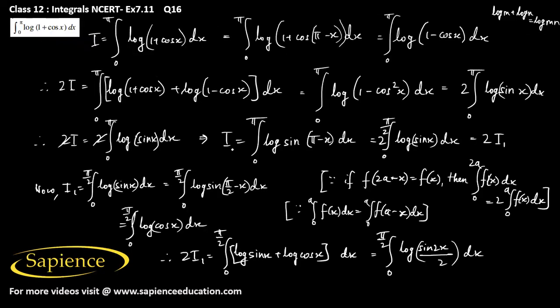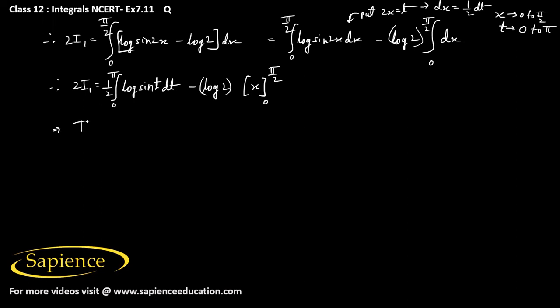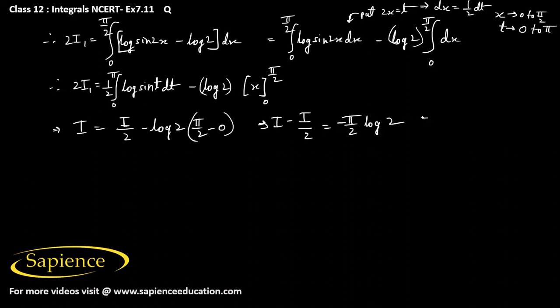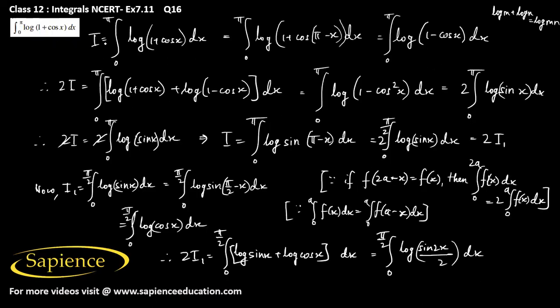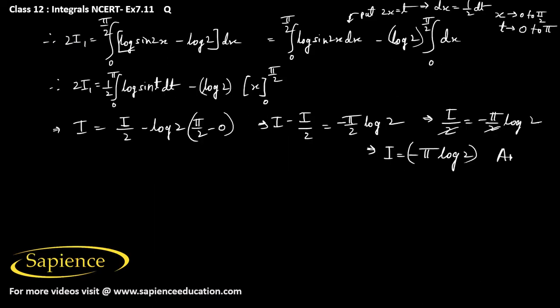Now here we saw that I equals 2 I1, so this 2 I1 we can also write as I. Therefore I will be equal to I by 2 minus log 2 into (pi by 2 minus 0). So this will be I minus I by 2, which is equal to minus pi by 2 log 2. So I by 2 is equal to minus pi by 2 log 2. The 2 and 2 will cancel out, so we get I equals minus pi log 2. Therefore the required value of the integral I is minus pi log 2. So this is the final answer.